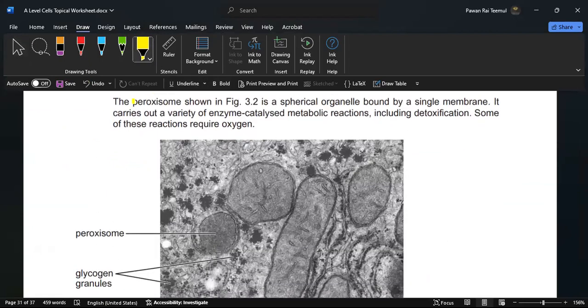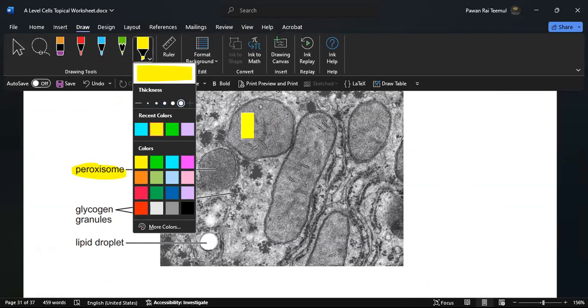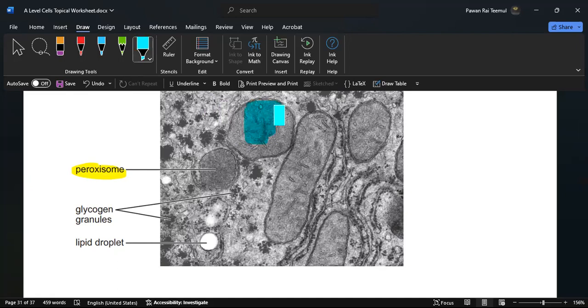The peroxisome shown in the figure is a spherical organelle bound by a single membrane. It carries out enzyme-catalyzed metabolic reactions, including detoxifications. Indeed, some of these require oxygen. Okay, so that's a peroxisome. Well, that is interesting, because they mentioned that it needed some sort of oxygen and stuff. So it's got mitochondria here. Mitochondria, quite a lot.